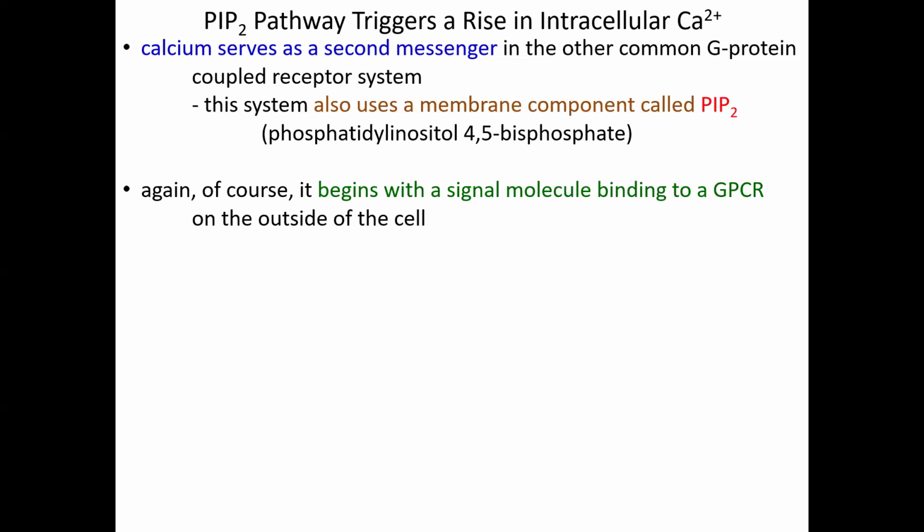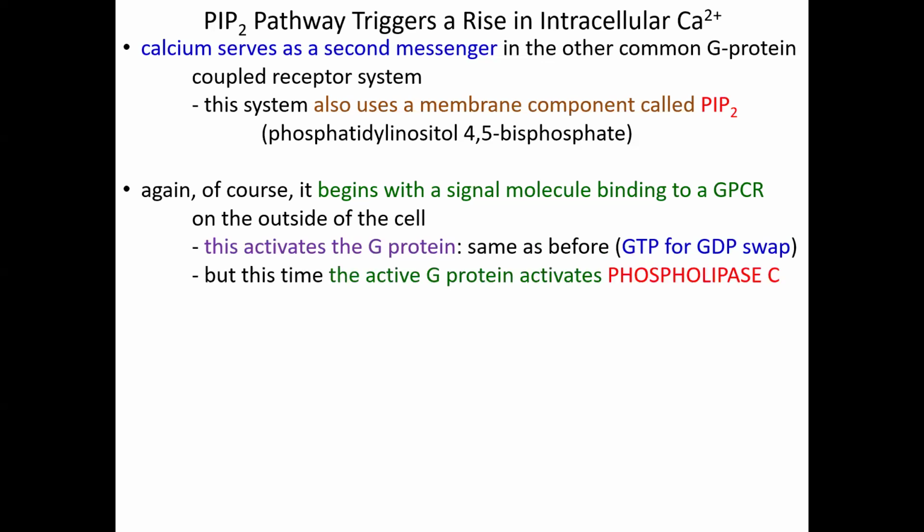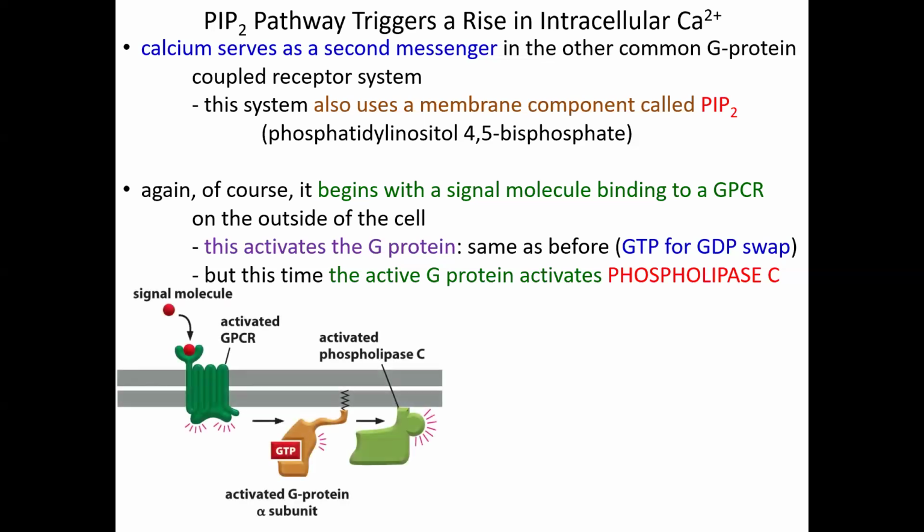So of course, this story starts with a primary messenger binding to the receptor on the outside of the cell. The receptor undergoes a conformational change, which nudges the G protein. As a result of that nudge, the G protein lets go of GDP and picks up GTP and becomes active. But now, instead of going to adenylate cyclase, the active G protein is going to migrate to a membrane-bound enzyme called phospholipase C. What do you think phospholipases do? Well, phospholipases cleave phospholipids. So that PIP2 phospholipid is now going to be cleaved by the active phospholipase C.